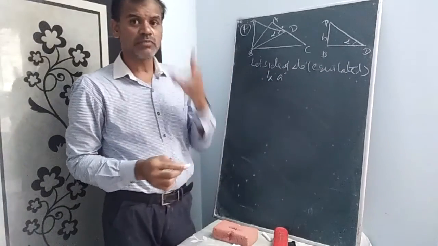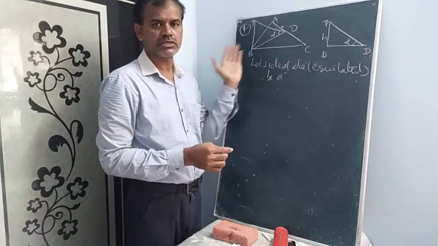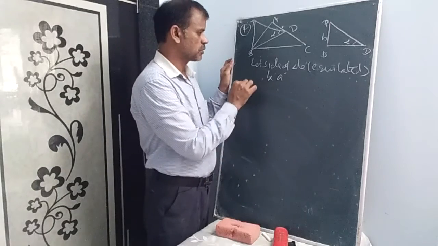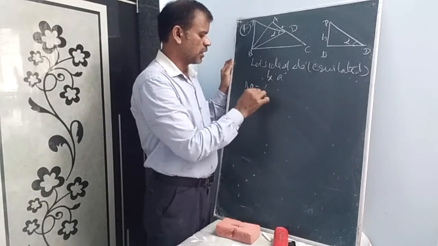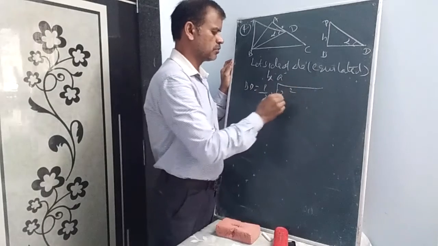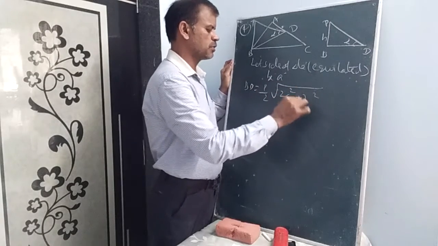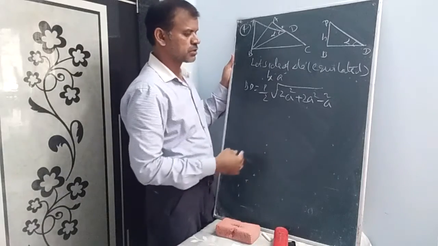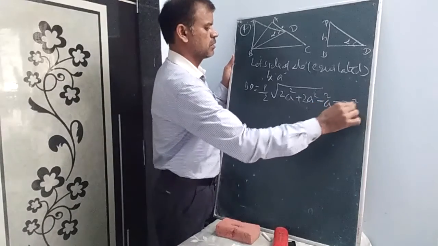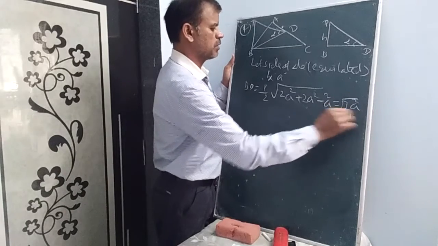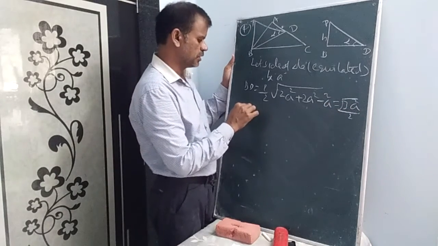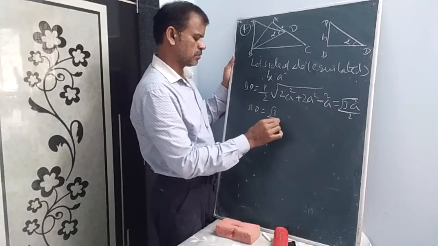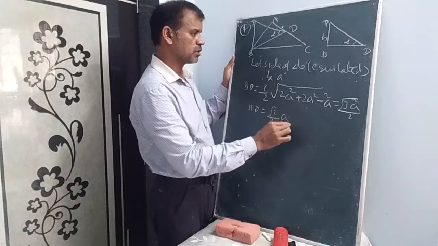We need to calculate the median BD, the line segment from the vertex to the midpoint of the opposite side. So BD is equal to, as already written in the previous sum, 1 by 2 into root of 2a square plus 2a square minus a square. 2a square plus 2a square is 4a square, minus a square, root of 3a square by 2. So the length of median BD is root 3 by 2 a.